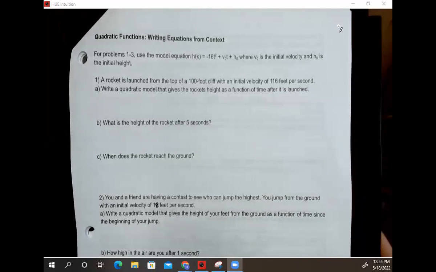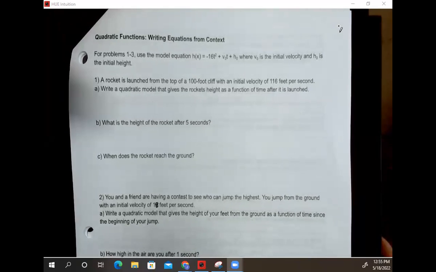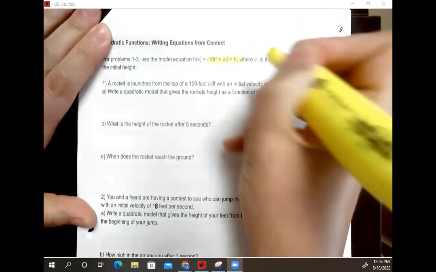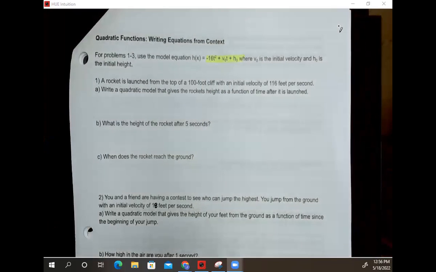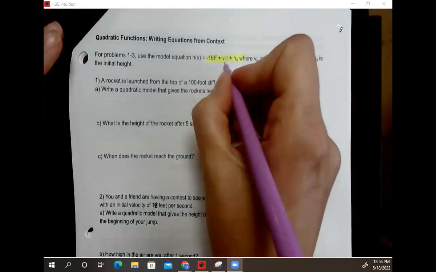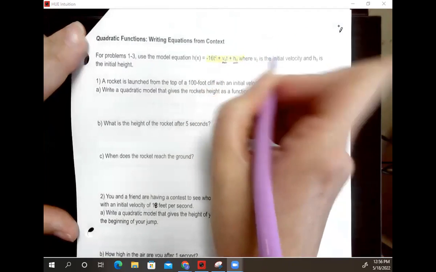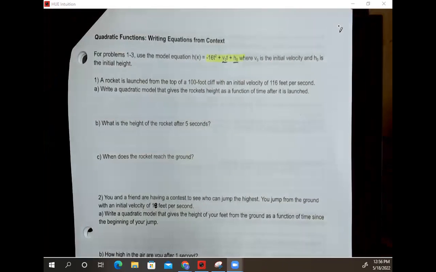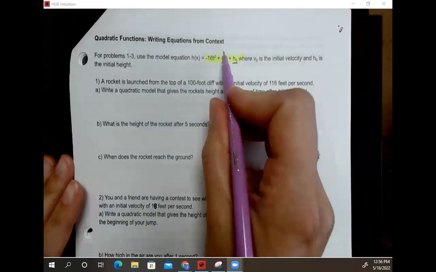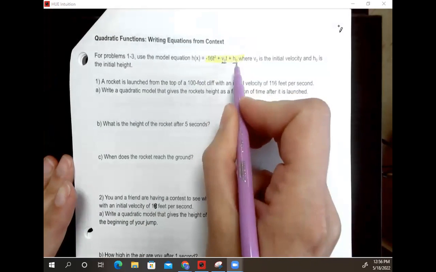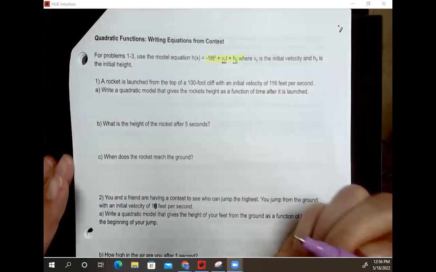For our first three problems, I want you to note that there's a little note up at the top. It says for problems 1 through 3, use this model equation, this guy right here, where this little v with the 0 next to it, that means v naught. That's our initial velocity. And h with the 0, that's h naught. That's going to be our initial height. So for problems 1, 2, and 3, we're going to use this model and plug in our initial velocity and our initial height that were given in our problem.